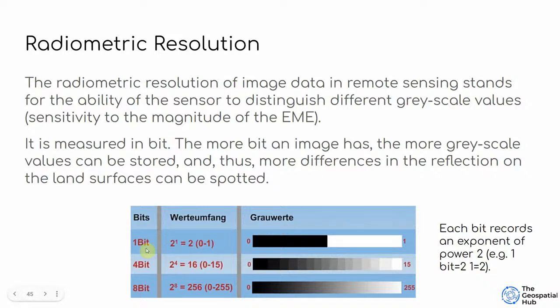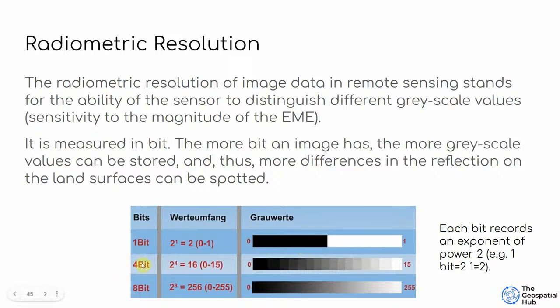So for example, looking at this, this is 1 bit, right? So this is 2 raised to power 1, and 2 raised to power 1 is 2. So this is telling us that it ranges 0 and 1. So basically what the sensor would be seeing is just black and white. Those are just the two intensities, the grayscales you can see, just black and white.